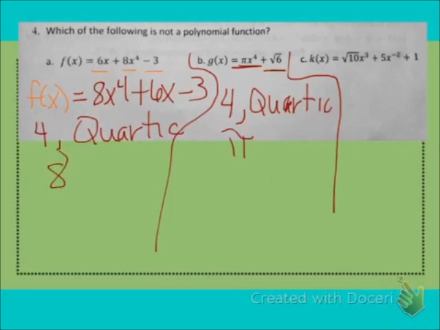Now, moving on to the next one. Now, what would that be right there? Wait, this is okay, but what about this? Can you have a negative exponent? The answer is not a polynomial function.